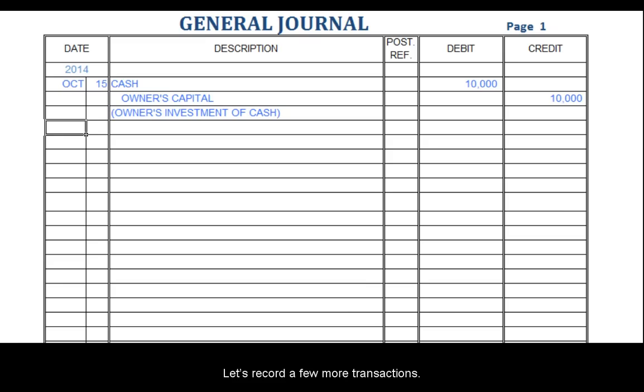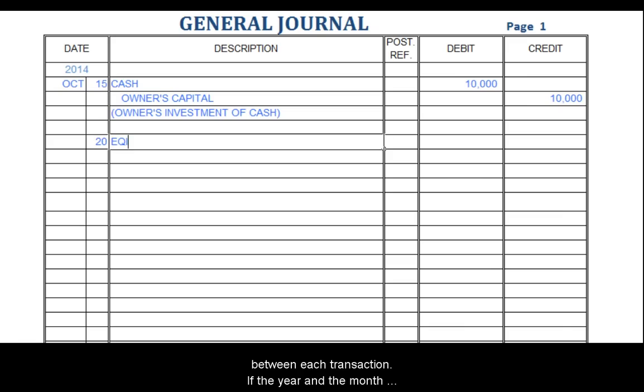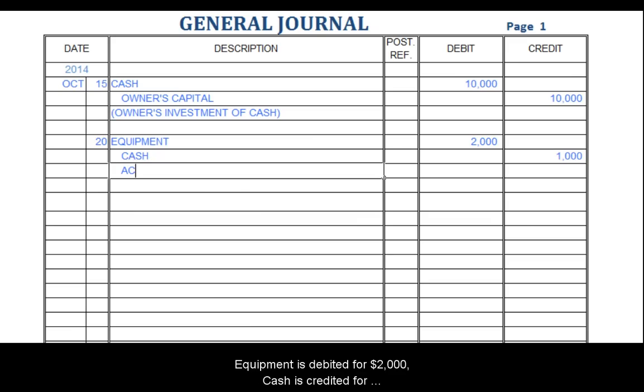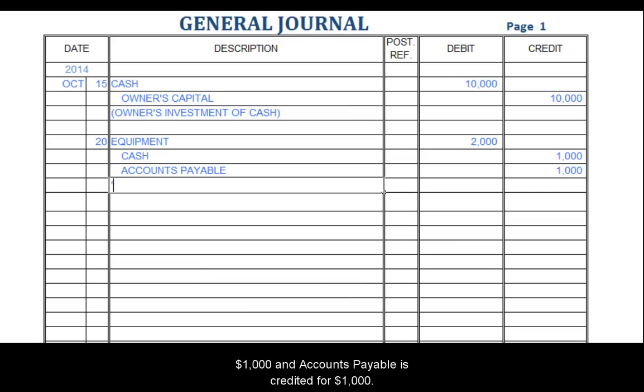Let's record a few more transactions. On October 20th, 2014, the business buys equipment for $2,000, making a down payment of $1,000 and putting the rest on credit. Be sure to leave a blank row between each transaction. If the year and the month have not changed from the last transaction, you don't need to record them again, so you just record 20 in the date column. In this transaction, equipment is debited for $2,000, cash is credited for $1,000, and accounts payable is credited for $1,000. The explanation reads, purchased equipment for cash and credit.